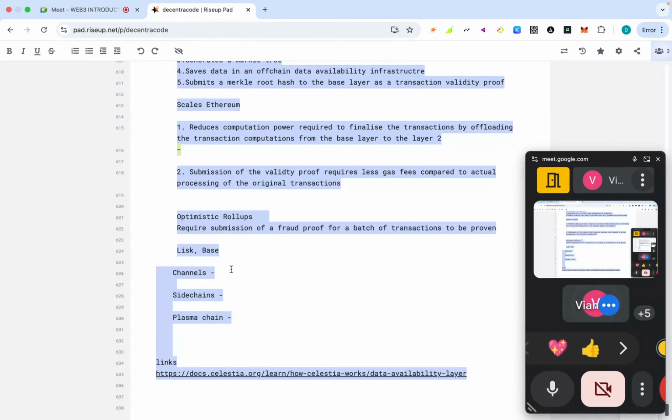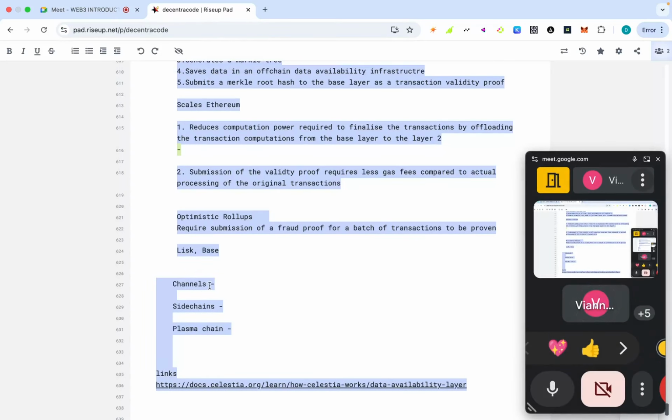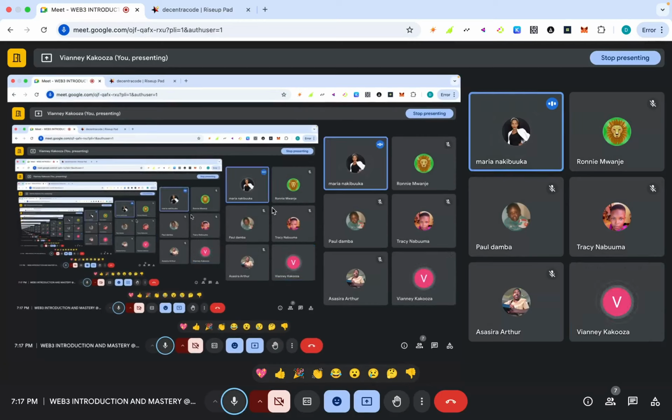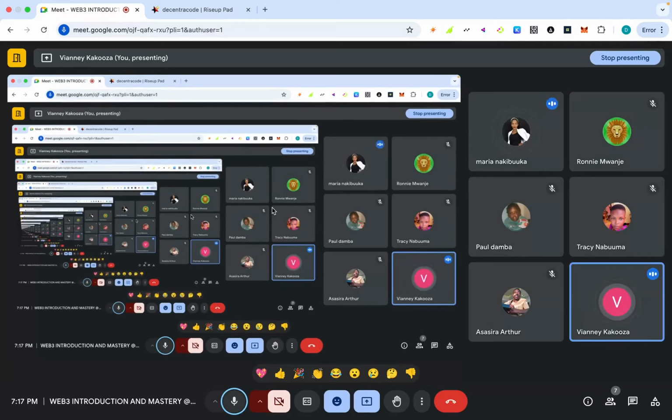Okay, now channels. Let me start with an example, and maybe when you see this, you should be able to understand. You're familiar with the Bitcoin Lightning Network? Who knows the Bitcoin Lightning Network? Maybe you could help us understand it. Anyone that has some knowledge of the Bitcoin Lightning Network and perhaps how it operates? Yes, Maria, you want to say something?